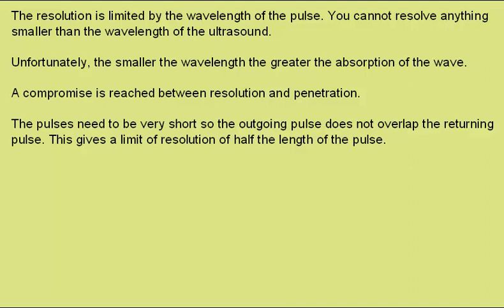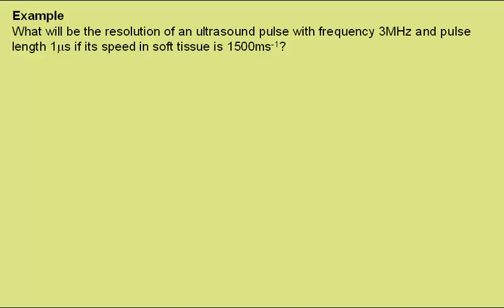The pulses need to be very short, so the outgoing pulse does not overlap with the returning pulse. This also gives a limit of resolution, and this is half the length of the pulse in use. Let's look at an example. What will be the resolution of an ultrasound pulse with a frequency of 3 MHz and pulse length 1 microsecond if its speed in soft tissue is 1500 meters per second?